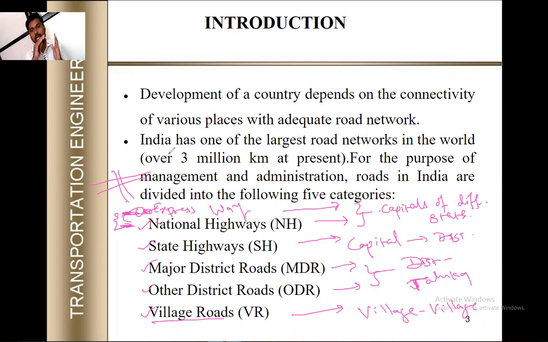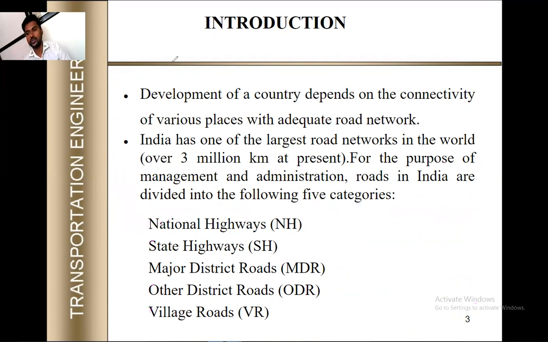In the expressway, accessibility is not provided that much, and in the national highways, accessibility is provided. It means the approach roads are provided to the national highways, but in the expressway, they will not provide the approach roads. They will not provide any junctions, etc. So these are the basic categories of the roads that are provided all over India.